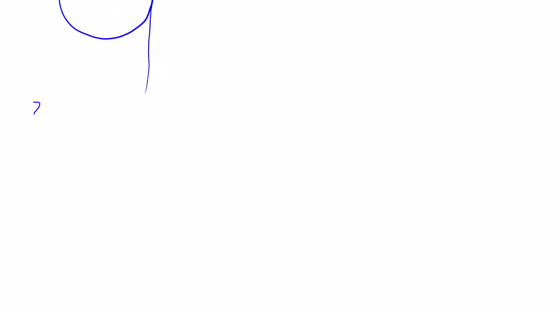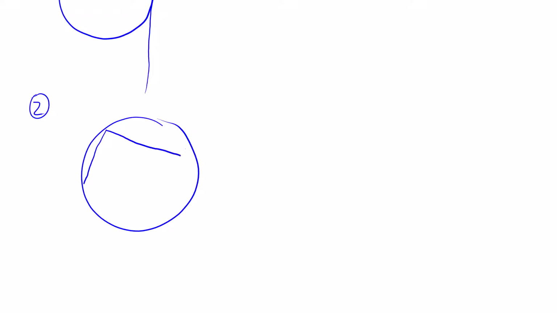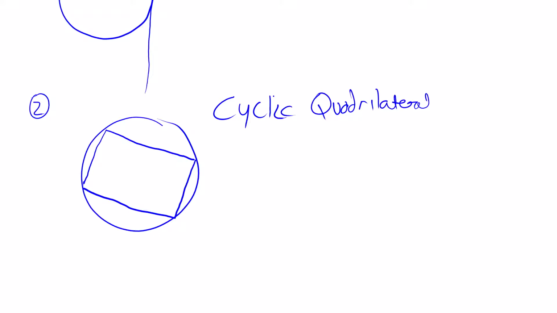Number 2. Now, again, we've got our circle, and this time we're going to draw a quadrilateral inside the circle. So this is a cyclic quadrilateral, which means that all 4 corners are on the circumference of the circle, and it is entirely within the circle.